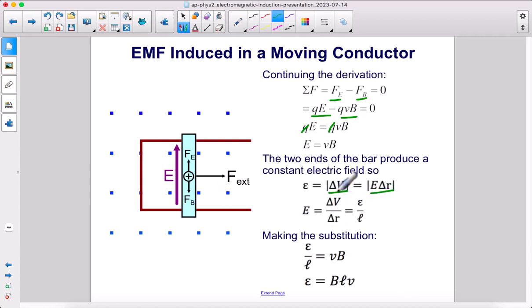So therefore, we can solve this for electric field and divide both sides by delta r, and we get E equals voltage difference over the distance between the bars. The voltage difference is the EMF. The distance between the bars is L, as we remember from before. And so we have two equations for the electric field. So we can set vB equal to epsilon over L and solve for epsilon, the EMF. And look at that, BLv, bliv.